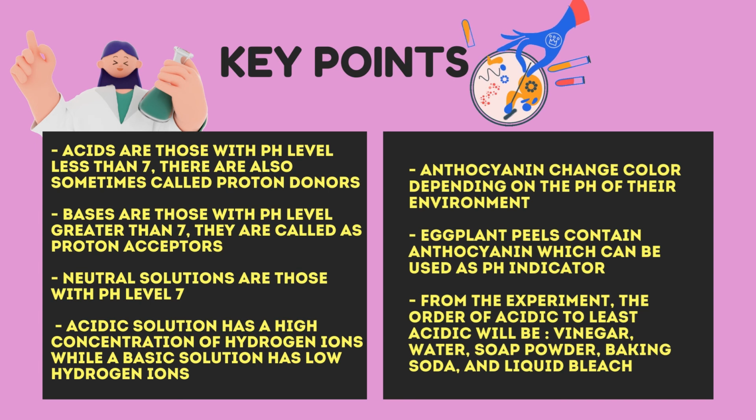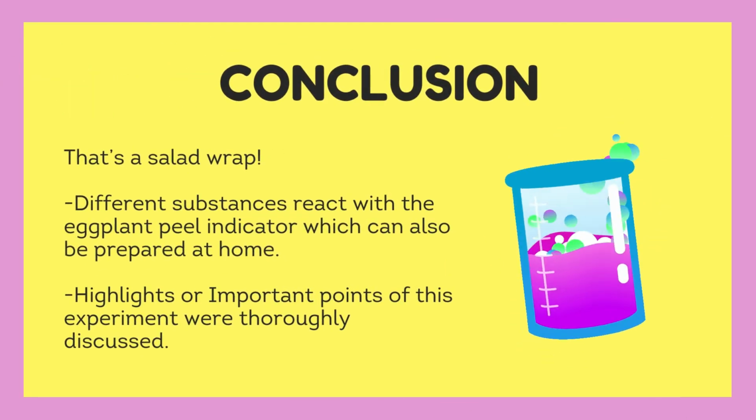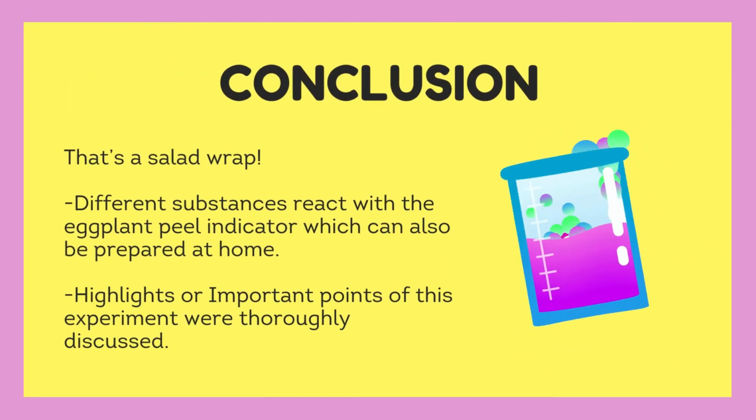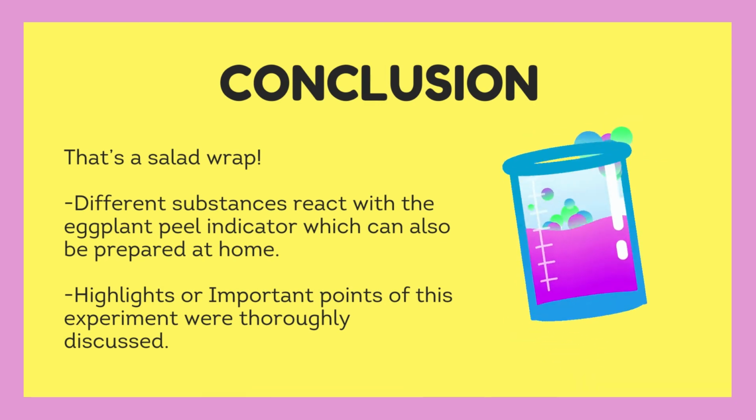Anthocyanin changes color depending on the pH of its environment. Eggplant peels contain anthocyanin, which can be used as pH indicator. From the experiment, the order of acidic to least acidic will be vinegar, water, soap powder, baking soda, and liquid bleach.